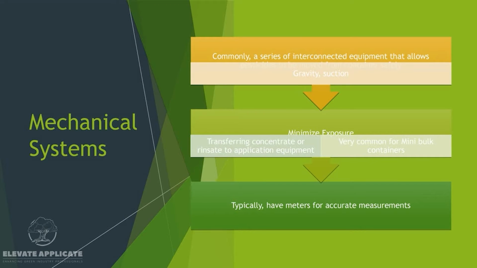What are some mechanical systems? It's commonly a series of equipment that's interconnected, and it uses gravity or suction. Again, it's a closed system that's going to seal itself and inject the tank into the carrier. It minimizes exposure from transferring concentrate or rinsate to application equipment. It's more common with mini bulk containers. So those are like 100-gallon to 500-gallon tanks. And you typically have meters for accurate measurements because you don't want to over apply or under apply because you might not get the results that you want.